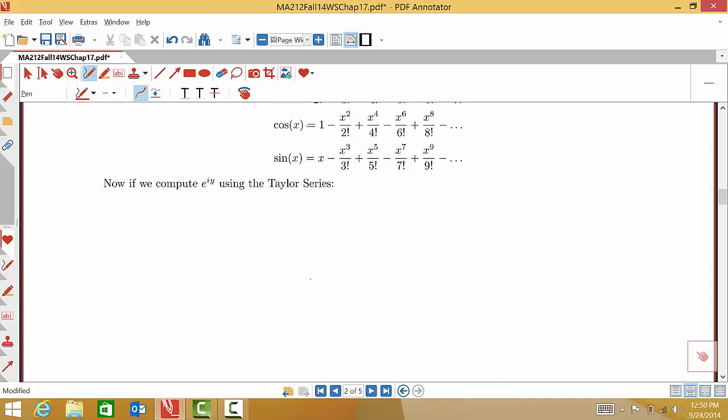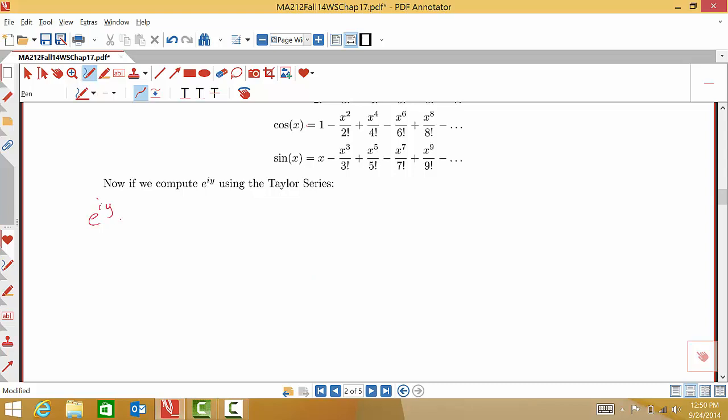What I'd like to do is just go ahead and compute e to the iy using Taylor series, okay? So it's not exactly clear that we can do this because the Taylor series from calculus are for real numbers, and here we're plugging in an imaginary or a complex number. But let's just go with it and see what we have to say.